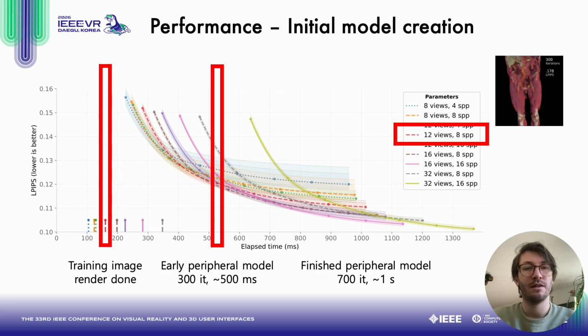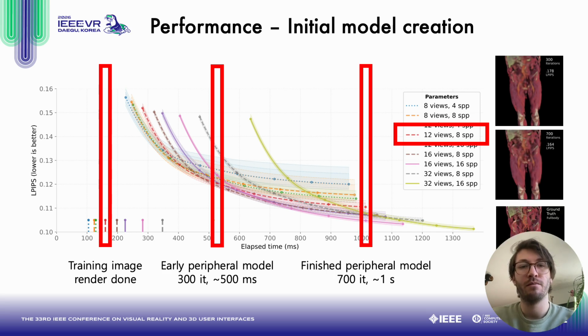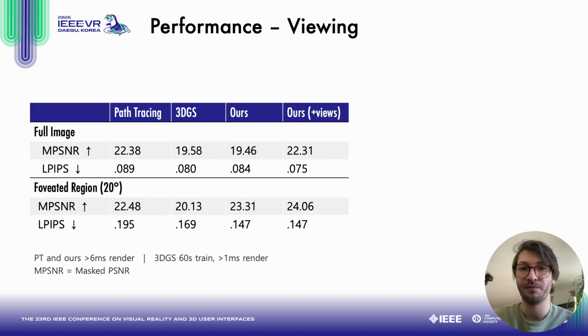Then we start the training and we can see that an early peripheral model is done at around 300 iterations, around 500 milliseconds. We already have something that we could stream to the headset if we wanted to, and the peripheral model training is finished at 700 iterations at around 1 second. On the right you can see that the quality is very close to the actual ground truth already.